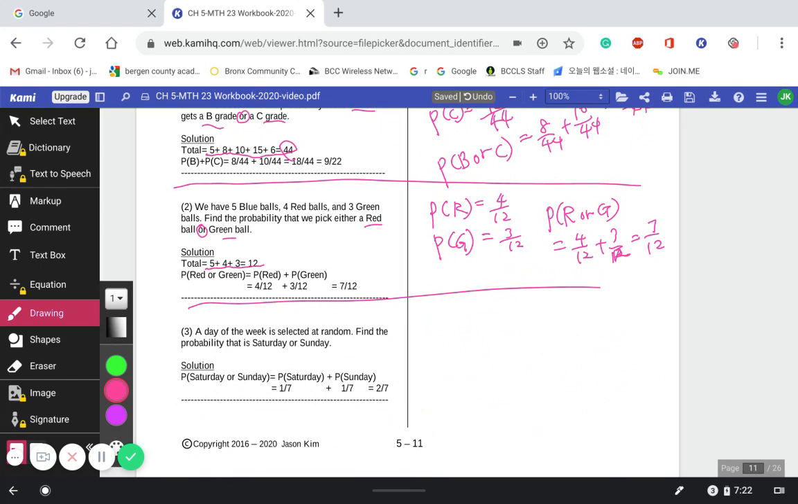The third one: a day of the week is selected at random. Find the probability that it is Saturday or Sunday. So Saturday is 1 out of 7, and Sunday is 1 day out of 7. Saturday or Sunday would be adding these two, so it will be 2 out of 7.